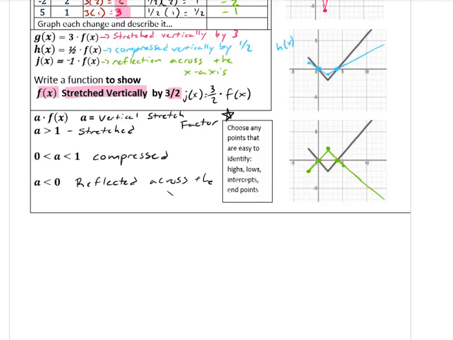across the x-axis. Now let's say, for example, my A was -2. That would mean it's going to be stretched and reflected. So it could be both. If A was -1/2, then it would be reflected and compressed. So those factors still apply.